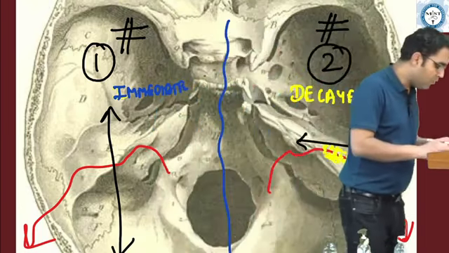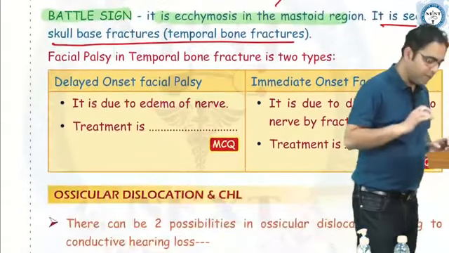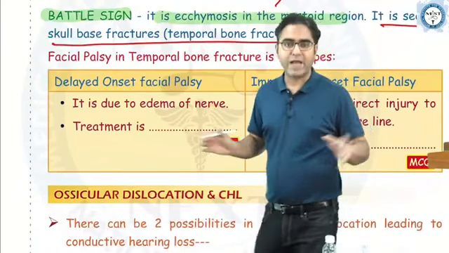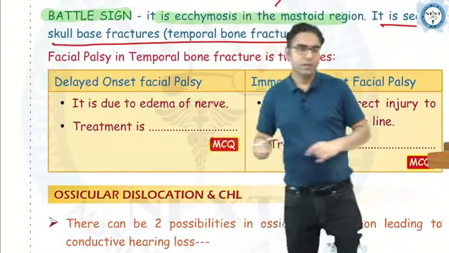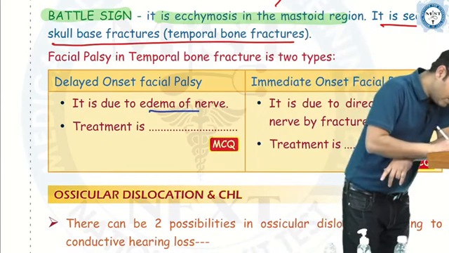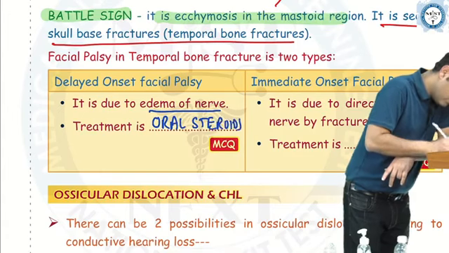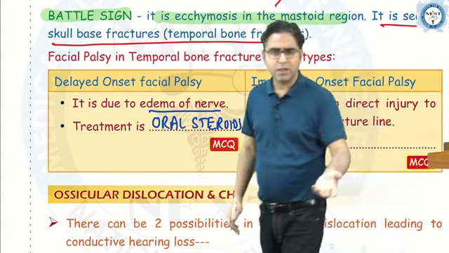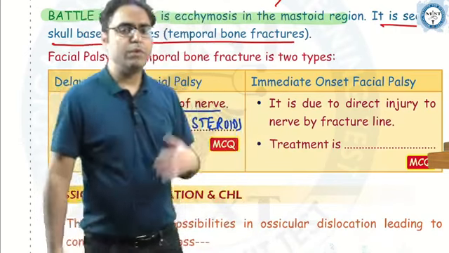Okay. Now look at your notes, everyone. Facial palsy in temporal bone fracture is of two types: delayed onset and immediate onset. Delayed onset is due to edema of the nerve. Treatment is oral steroids, beta. MCQ, beta. Oral steroids. Edema, na? After 2 days, facial palsy started. Edema, treatment is oral steroids.